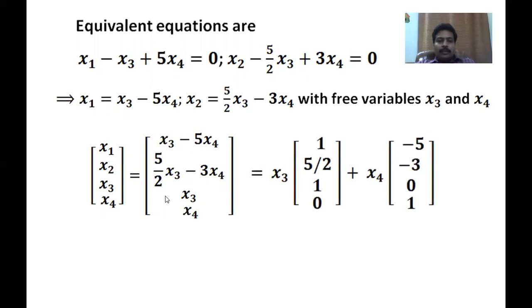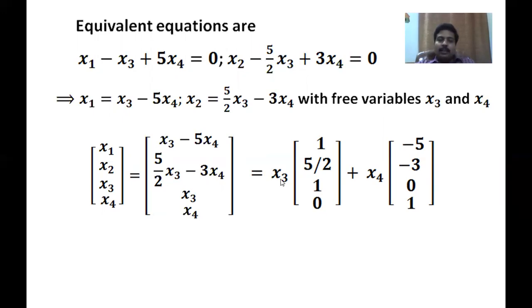So this expression can be written as x3 can be taken out. So x3 times, here it is 1, and in the second entry it is 5 by 2, and in the third entry it is 1, and it is absent in the fourth row, so it is 0. So it is 1, 5 by 2, 1, 0. That is the multiple of x3.